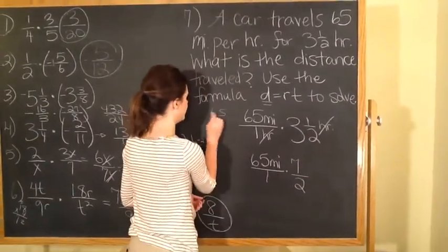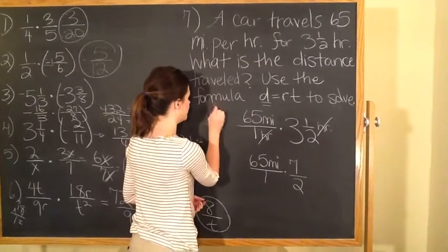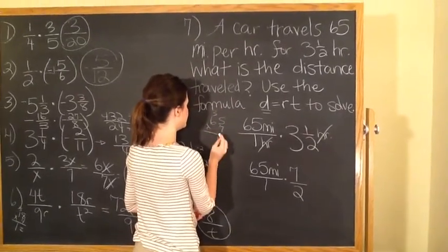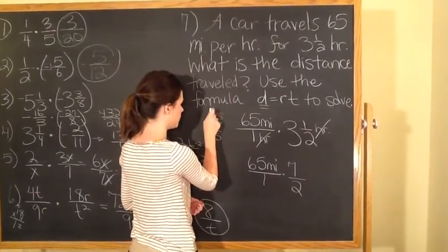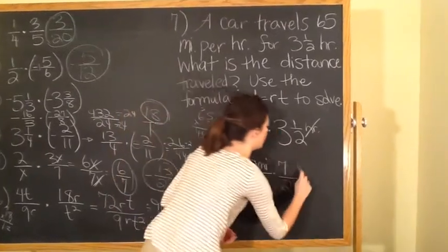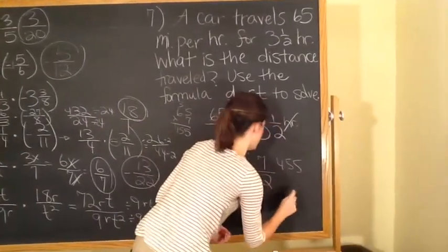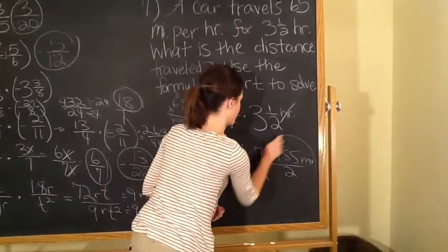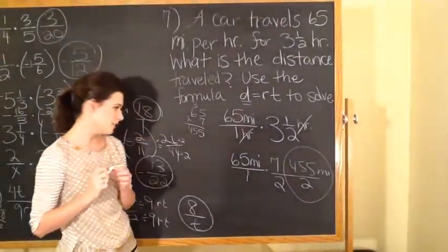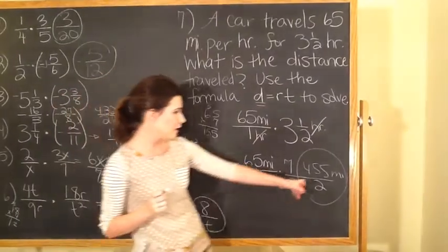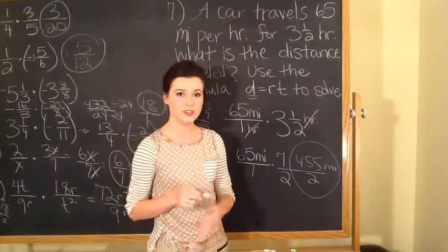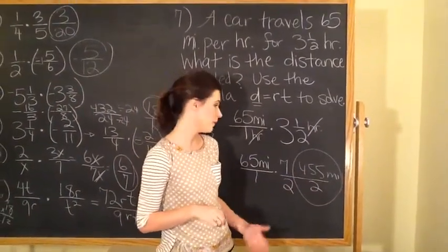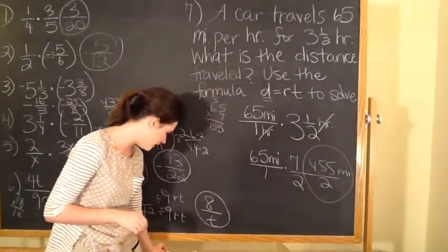So now let's go ahead and multiply across. So 65 times 7 is going to give you 455 miles over 2. So there is our final answer. And since our number ends in a 5 here, it doesn't go into 2 evenly, so we can't simplify anymore. So this is our final fraction.